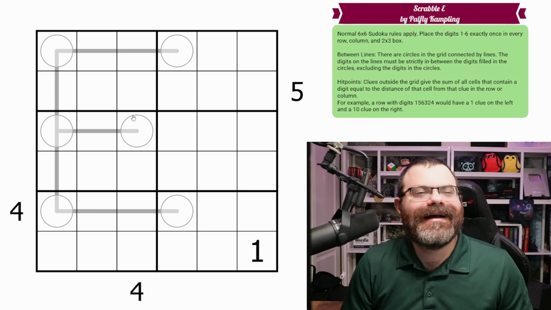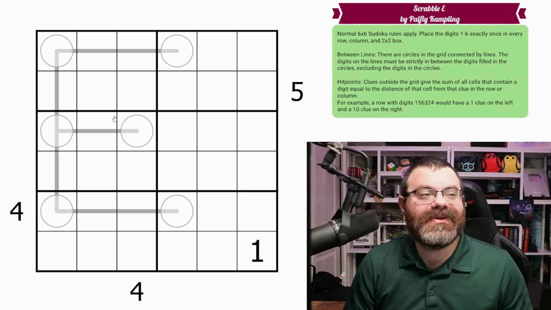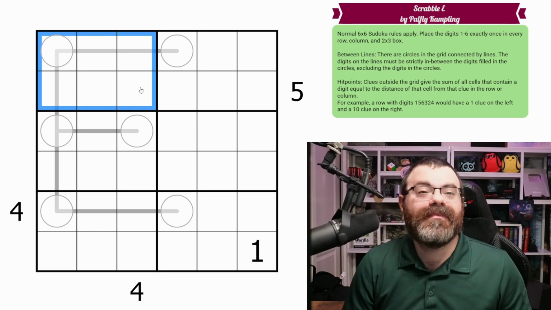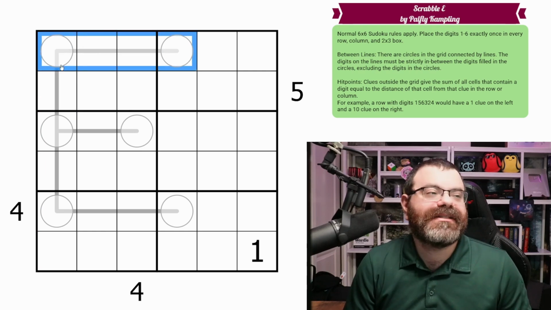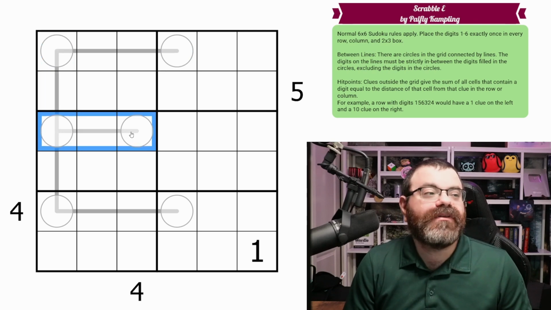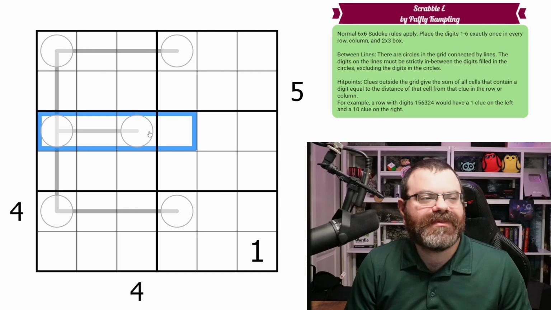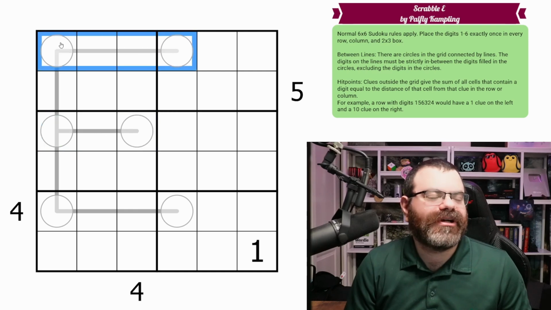All right. Well, we do have normal 6x6 Sudoku rules, so in each row, each column, and each 2x3 box, we are placing the digits 1 to 6 exactly once each. We also have these between lines in the grid. Think of these as overlapping between lines that share circles. So like this is a between line, this is a between line, this is a between line. You don't have to see it as a larger structure.